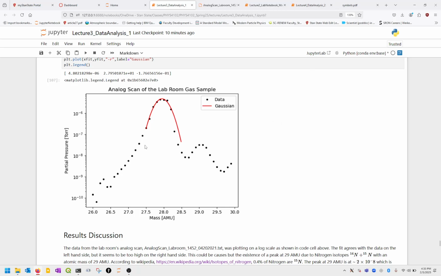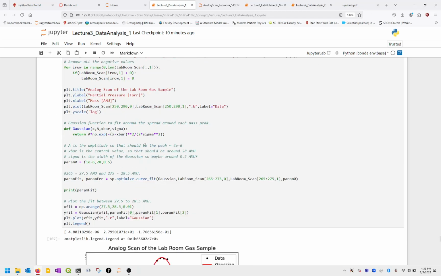So when you do this fit, I'll just show you what it looks like. I define my Gaussian here, my param 0, this is 1e-6. I just guessed it as like a micro torr. 28, hopefully that's a reasonable guess. And I have no idea what the width is, so it's like 1, 2, half, whatever it is. Well, actually we do have an idea what the width is.